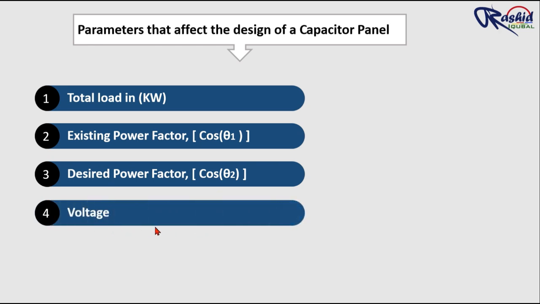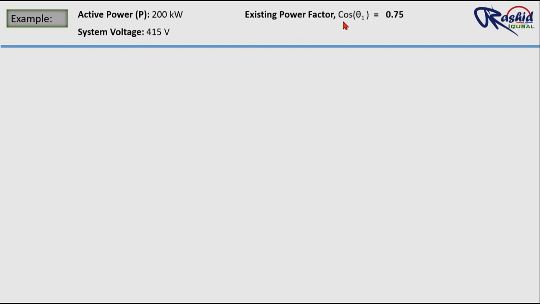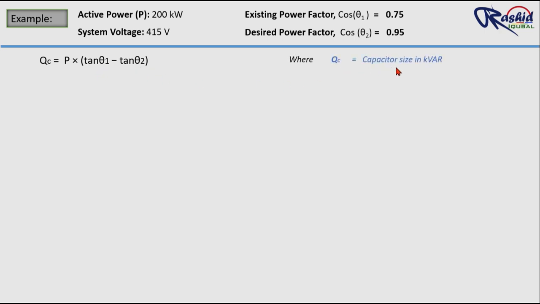Now let's take an example to understand this better. Here we have an electrical system in which active power is 200 kilowatt. System voltage 415 volt. Existing power factor, that is cos theta 1, is 0.75. Desired power factor, that is cos theta 2, equal to 0.95. To calculate the required capacitor bank size, we use this formula. QC equal to P multiplied by tan theta 1 minus tan theta 2, where QC is the capacitor size in KVAR. This is the size you need. P is the active power in kilowatt.